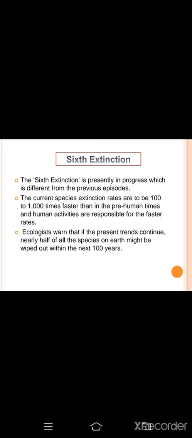Ecologists warn that if the present trends continue, nearly half of all the species on earth might be wiped out within the next 100 years. Of course, that is happening. In a few more years, our children and grandchildren will mostly have nothing to see, they may not even get air to breathe, because again it is because of human greed.